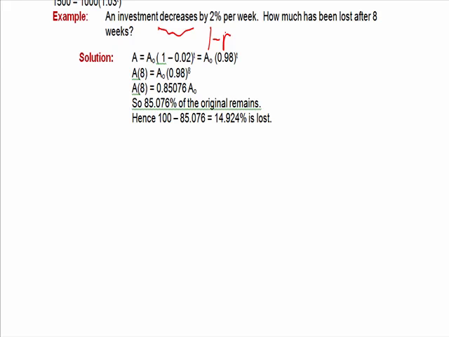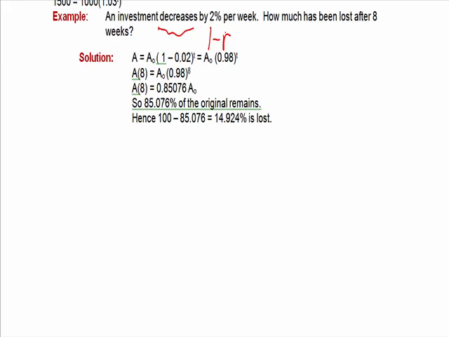So I do A sub 0 multiplied by 0.98 to the 8th. And if I do that math out, I end up with 0.85076. On these exponential functions, it will be helpful to carry a lot of decimal places. It will make it much easier when you need to check the answer in the back of the book. They may use fewer, but if you use more, you're going to round to exactly what they would have.